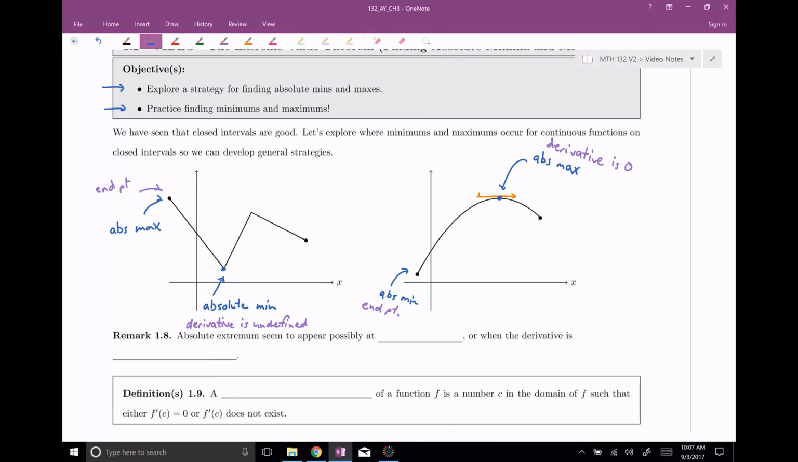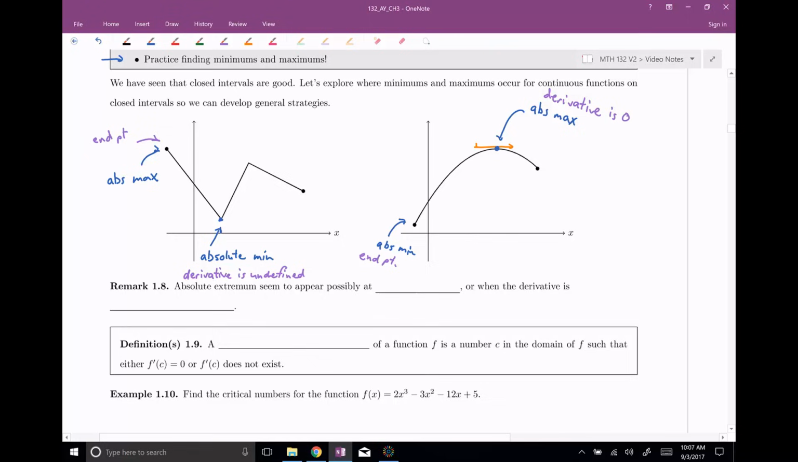So the claim is, actually, these are the important issues that will help us figure out where absolute maximums and minimums occur, right? We're not always going to have the graph. Sometimes we're just going to have an equation for the function. And again, this remark here, absolute extremum, so minimums and maximums, seem to appear possibly at endpoints, or where the derivative is 0 or undefined. So in this first case, when the derivative was undefined, we found there was an absolute minimum. Over here, when we figured out the derivative was 0, there happened to be an absolute maximum.